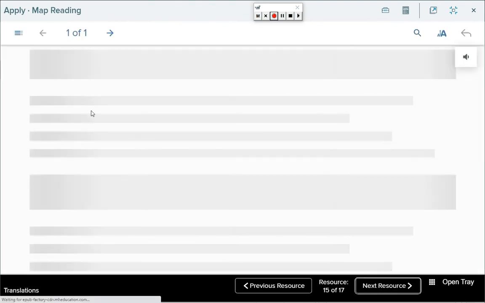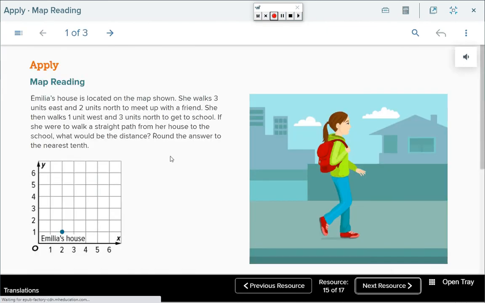Okay, so when you apply this, if you're looking at a map, for example, Amelia's house is located on the map shown. She walks 3 units east. Now, think about this. What is east on a map? That way, right? To the right. She walks 3 units east and 2 units north. Where's north on a map? Okay, so where's that going to be? About right here? Okay, if she were to walk a straight path from her house to the school, what would be the distance?